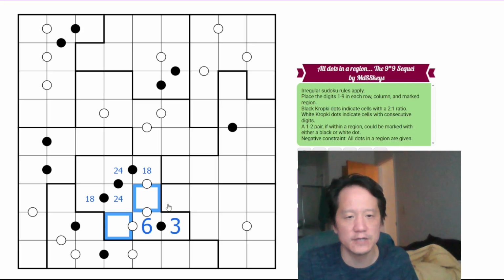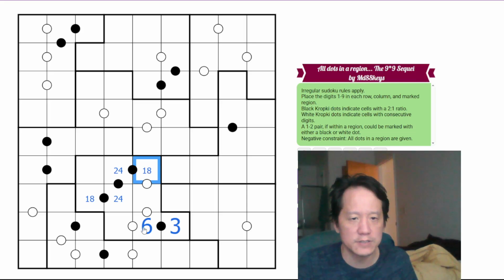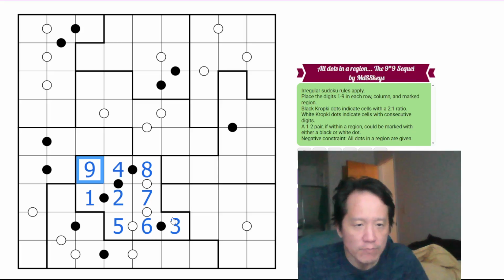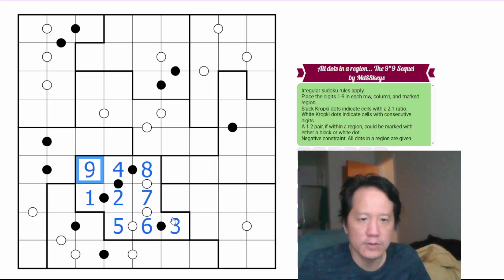6 is consecutive with 5 or 7. This digit is consecutive with 1 or 8. Cannot be 5, so this must be 7. This must be 8, which makes this 4, because 8 can only be in a 1-to-2 ratio with 4, which makes that 2, which makes that 1. This must be 5, and this must be 9. Okay, what else do we have?